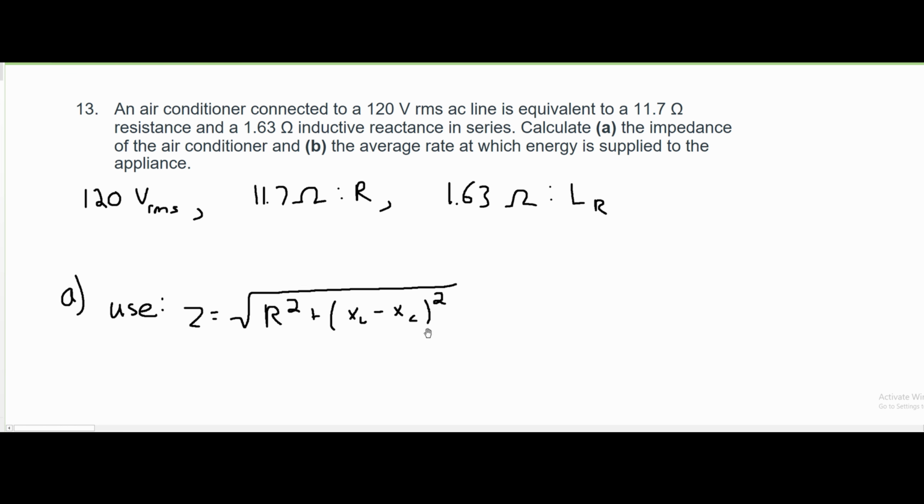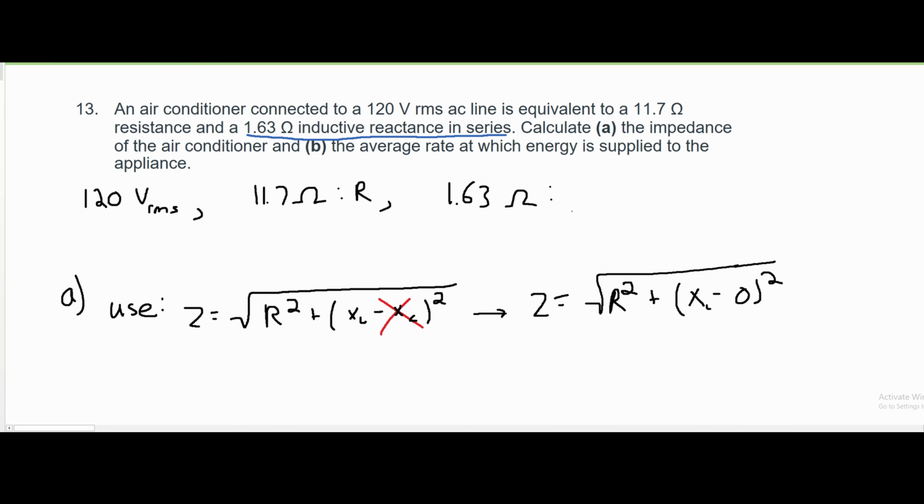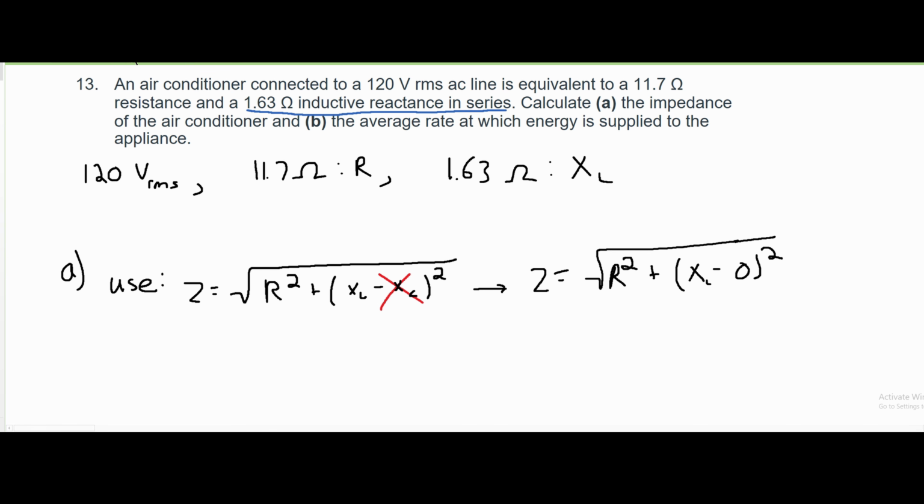We're not given a capacitance, so our air conditioner unit does not have capacitance in it. So for our formula here, we are just going to X out the capacitance because we are not given it. If we rewrite this, it's just going to be Z is equal to the square root of R squared plus (XL minus 0) squared. And if we reread the question, we see that we have a 1.63 ohm inductive reactance in series. Instead of this just being L, this is actually X of L. So we can now solve this problem.